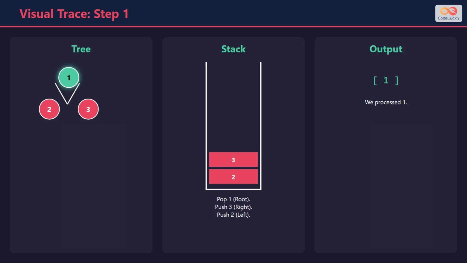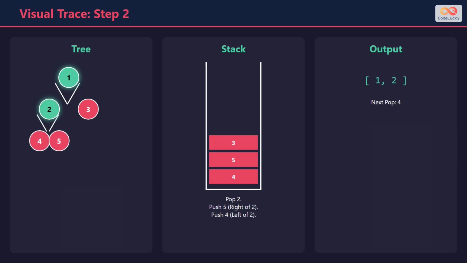Let's trace this with an example. We start with the root node 1, we pop node 1 and print it. Now we check its children. It has a right child, 3, and a left child, 2. We push 3 first, then we push 2. Our stack now has 2 at the top.